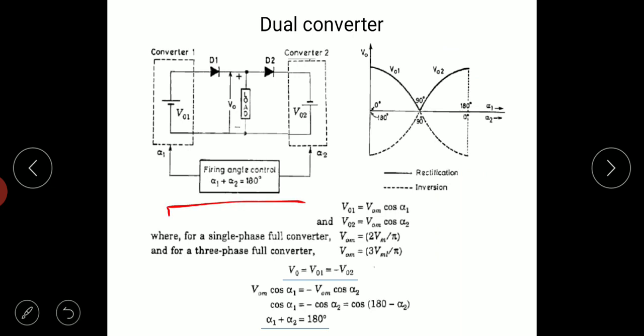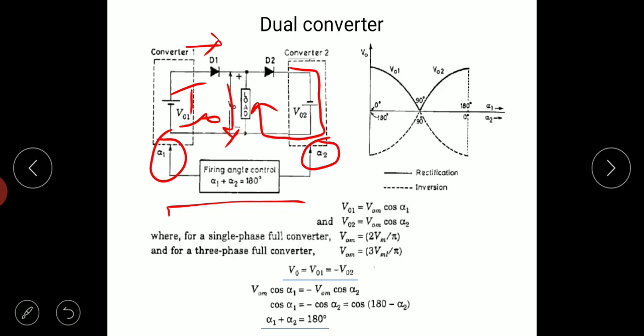This is an ideal dual converter. The direction of diode is representing the direction of current due to converters. The direction of current I0 due to converter 1 will be positive, and the direction of current due to converter 2 will be negative. Positive voltage and negative voltage both can be adjusted by variation of firing angle alpha. Firing angle for converter 1 is alpha 1 and firing angle for converter 2 is alpha 2. Remember that converter 2 is connected in opposite direction.